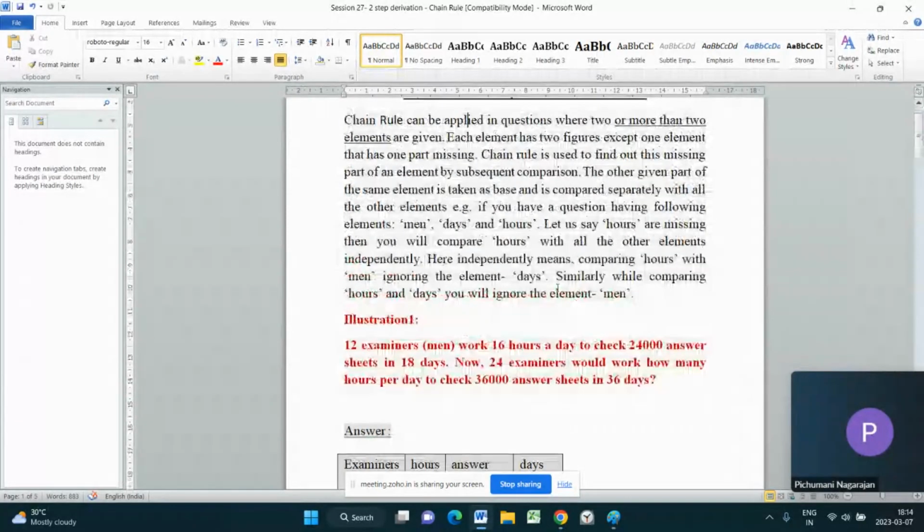This illustration says 12 examiners. You can say they're all men. Examiners are the people who do paper correction. They work for 16 hours a day to complete 24,000 answer sheets in 18 days. Now you have 24 examiners. How many hours should they work to complete 36,000 answer sheets in 36 days?